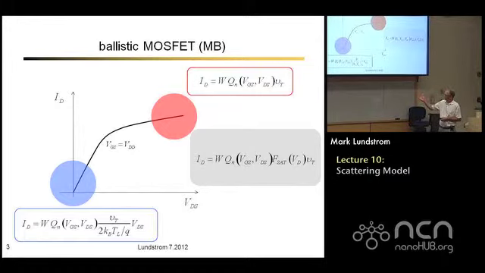So we had an expression for the linear region current. Current is proportional to voltage. We had an expression for the on current, and we have actually a full range expression. We can go from low VDS to high VDS. But that's ballistic, and we saw that for most transistors, especially silicon transistors, scattering is important.